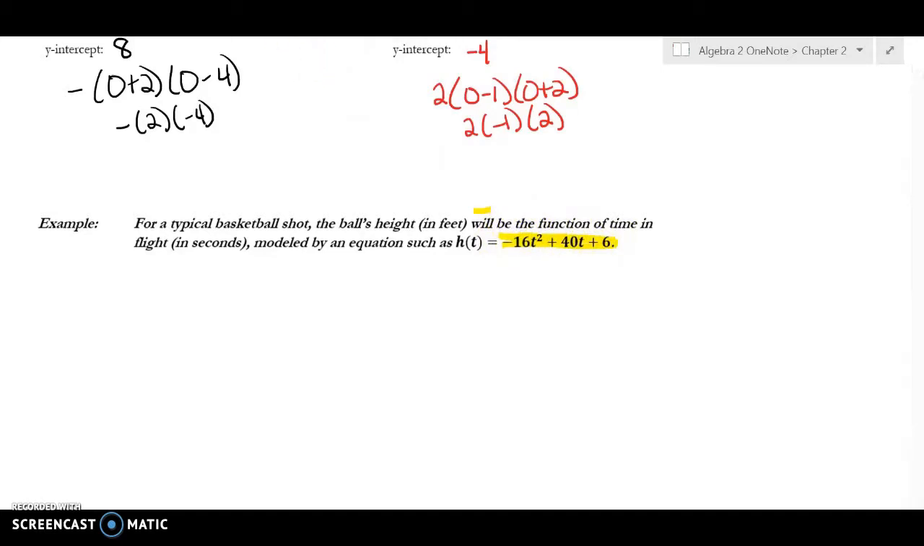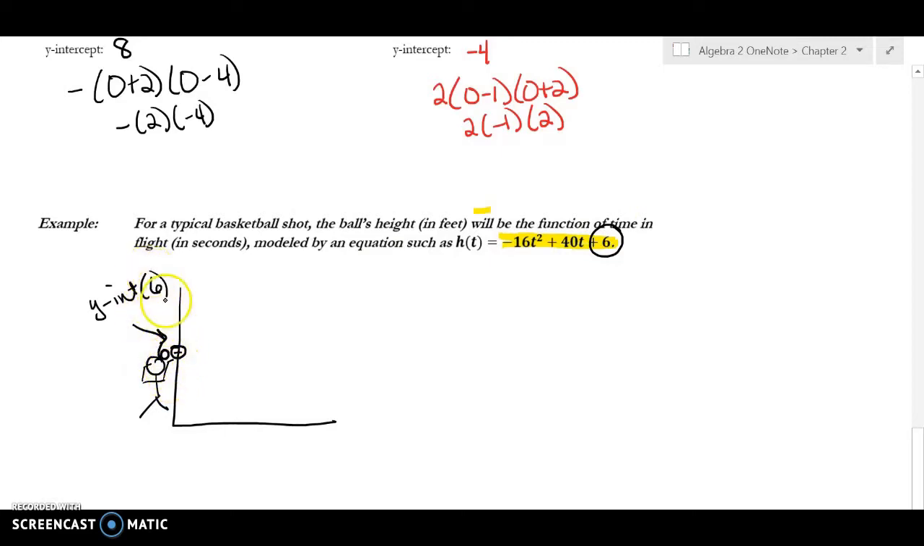So let's draw a little picture of what's going on here. So I have this, and I have someone here who is shooting the ball, okay? And the ball starts here. This is the y-intercept. Well, remember our y-intercept is this last number. So I know that this is 6. You can't see that, so I'm going to put that right there in parentheses. So the ball is going to go up, and then the ball is going to come down.